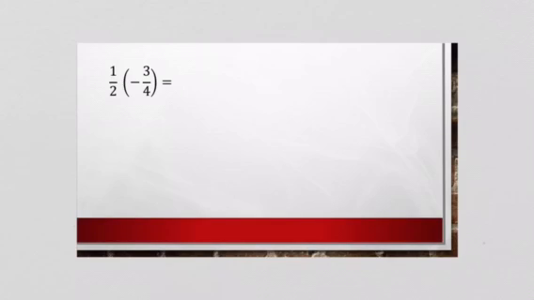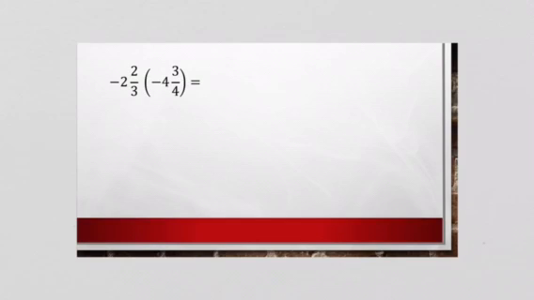Alright, so what happens when we have 1/2 times negative 3/4? Well, we know our answer is going to be negative because it's a positive times a negative. And then we can simply multiply across. 1 times 3 is 3. 2 times 4 is 8. And it's negative 3/8. If you need a little bit of work on fractions, make sure you see your teacher.